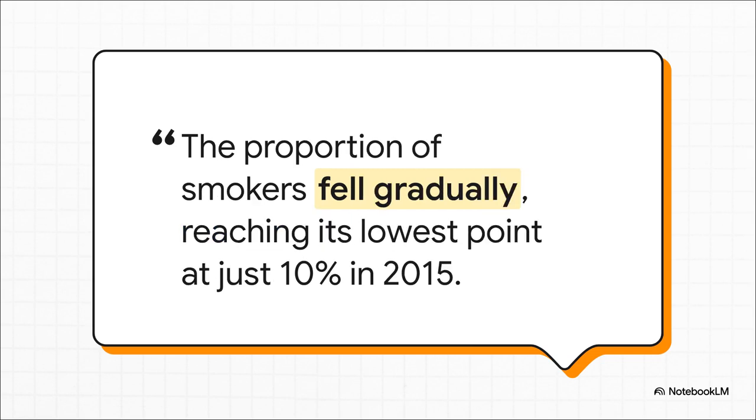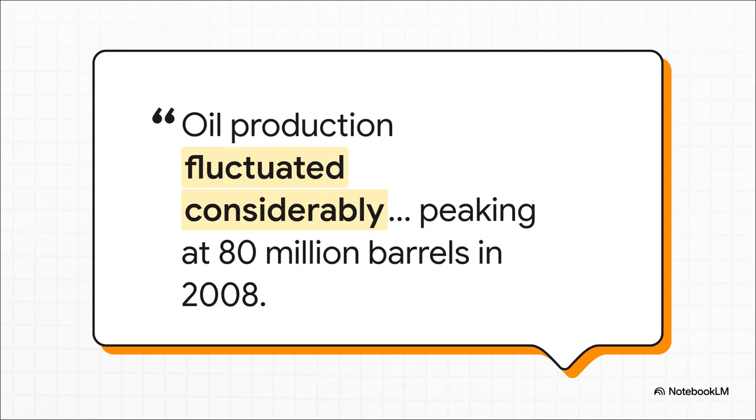Let's look at another one. Fell is our verb, gradually is the adverb that describes the pace, and then we add that extra bit of detail, reaching its lowest point at just 10%. It's so detailed, so precise, and just incredibly clear. Now for a tricky one. Fluctuated considerably. That tells us the trend and its intensity right away. But then we add a key moment, peaking at 80 million barrels, which gives the listener a really crucial anchor point within all that chaotic movement.